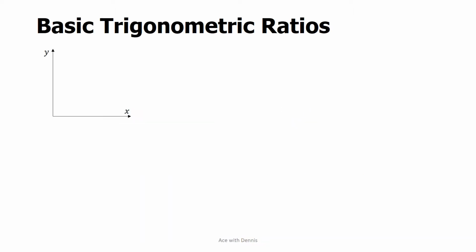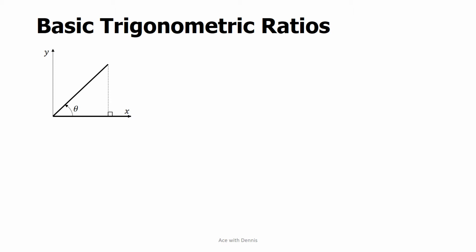Basic Trigonometric Ratios. You may be wondering, what is trigonometry? Trigonometry is a study of a right angle triangle. It involves angles and the sides of the triangle. Now, look at this diagram. Let's say, from the x-axis, we make a certain angle theta, and from here, we can form a right angle triangle.